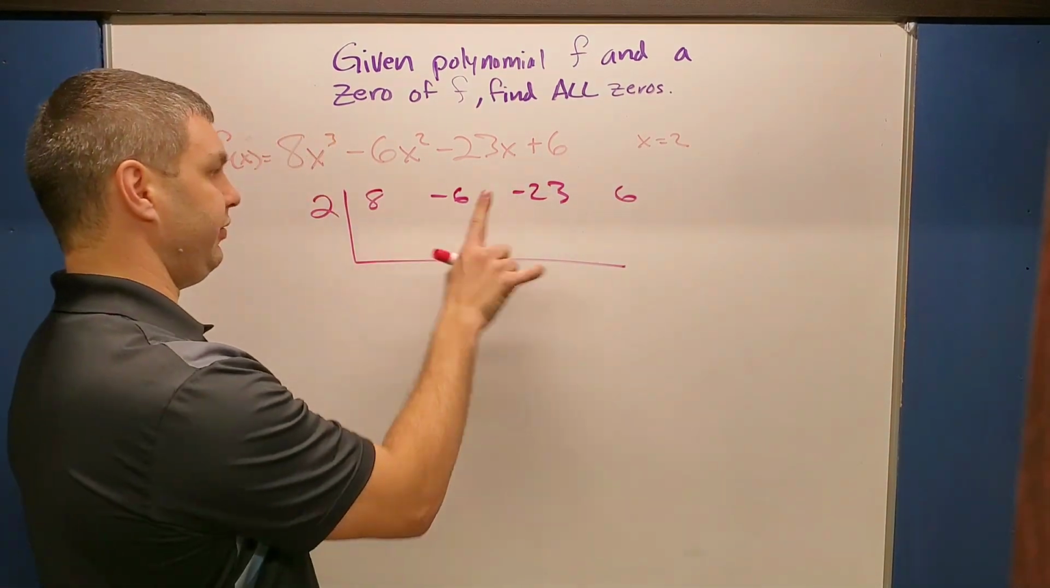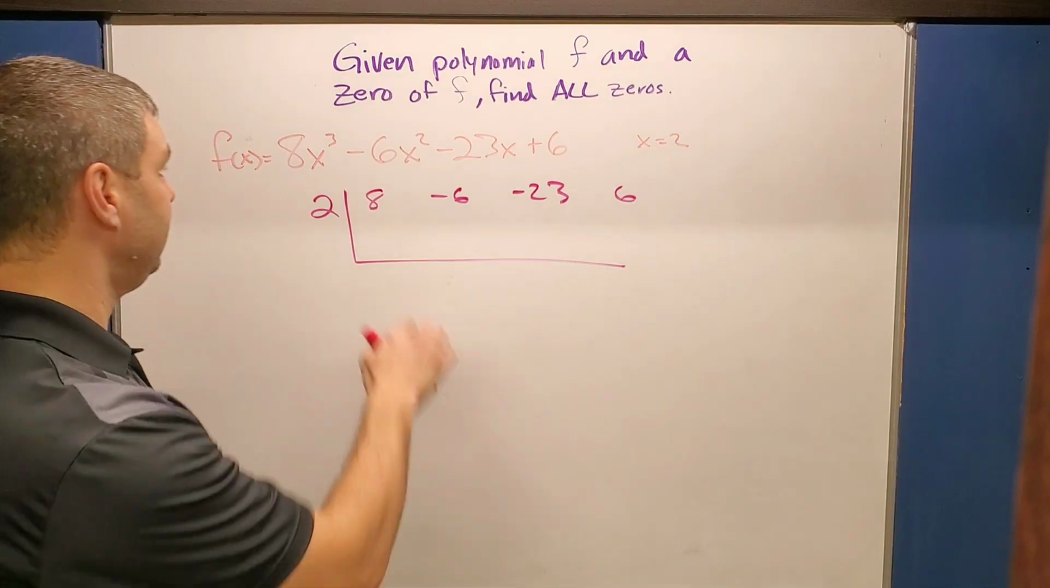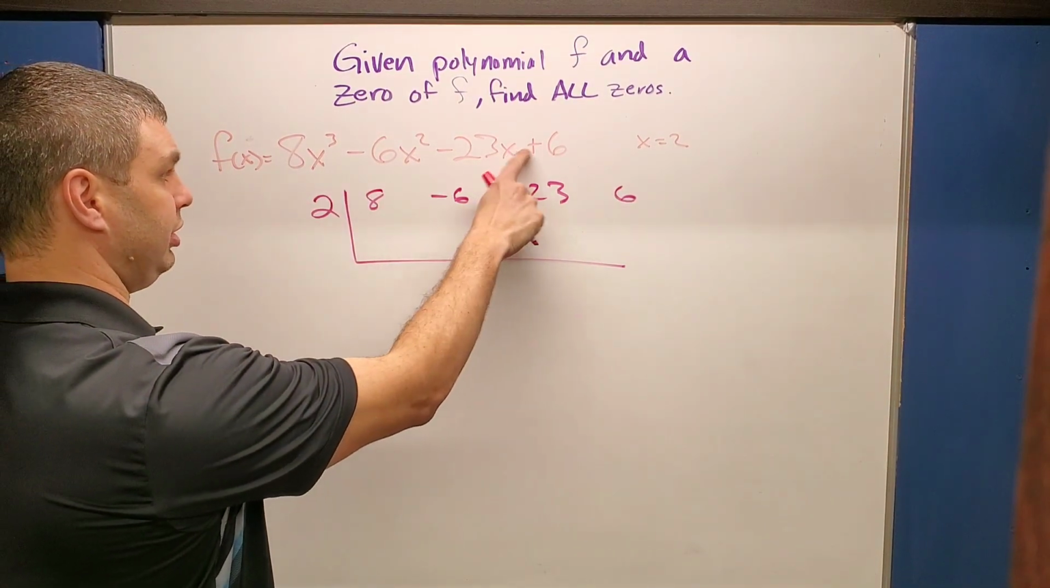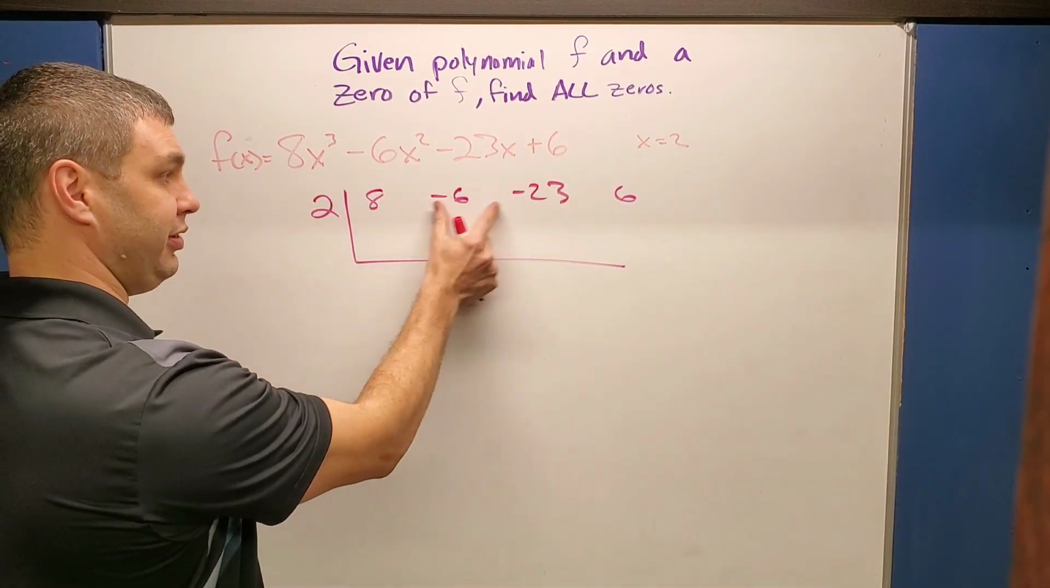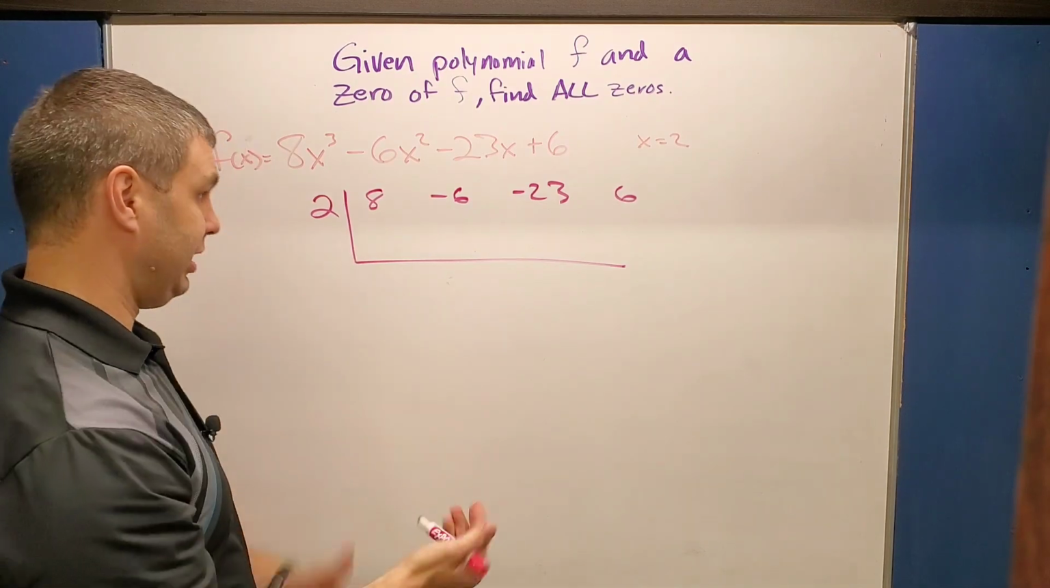Now I need to be a little careful here. First off, am I missing any exponents? No, it goes 3, 2, 1, none. So that's good. If I was missing any, I'd have to fill one of those in with a 0, but I think I'm okay here.